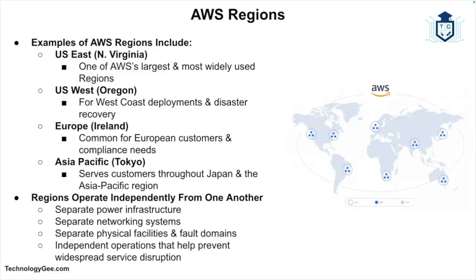All right, so let's start with AWS regions. Now, an AWS region is a geographic area that contains multiple data centers. Some examples include US East in North Virginia, US West in Oregon, places in Europe like Ireland, and places in Asia Pacific like Tokyo. Each region is completely independent of the others, and that means they have their own separate power, separate networking, and separate fault domains. This independence is critical because if something catastrophic happens in one region, like a natural disaster or some type of major outage, then your application can still run in another.